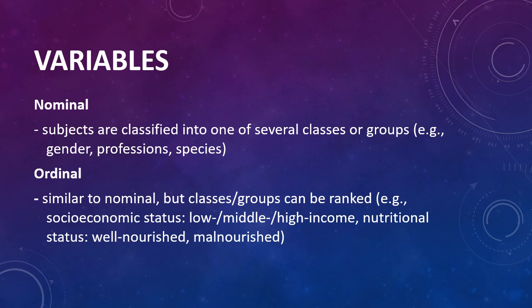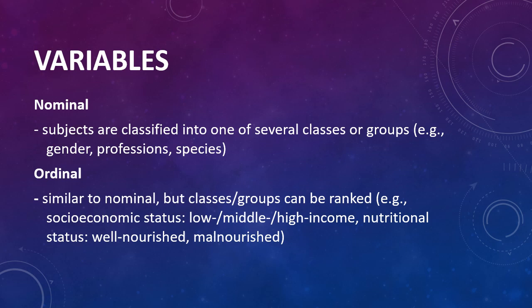Nominal variables are classified into groups or classes, but they cannot be ranked because one value is not better than the other within the group. So examples given here, you have gender, professions, species.